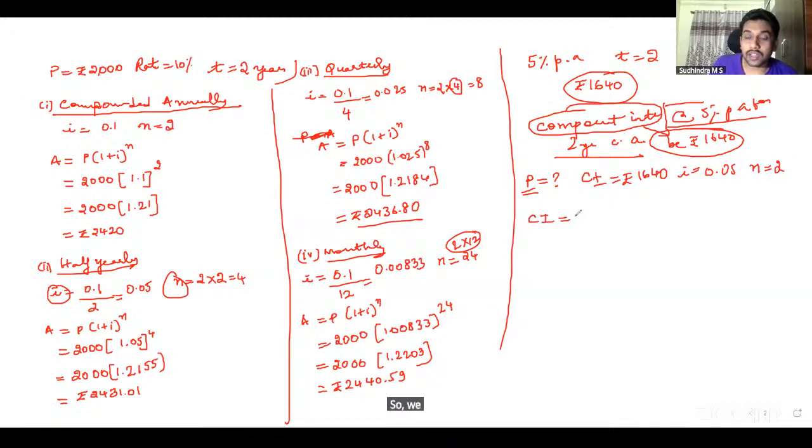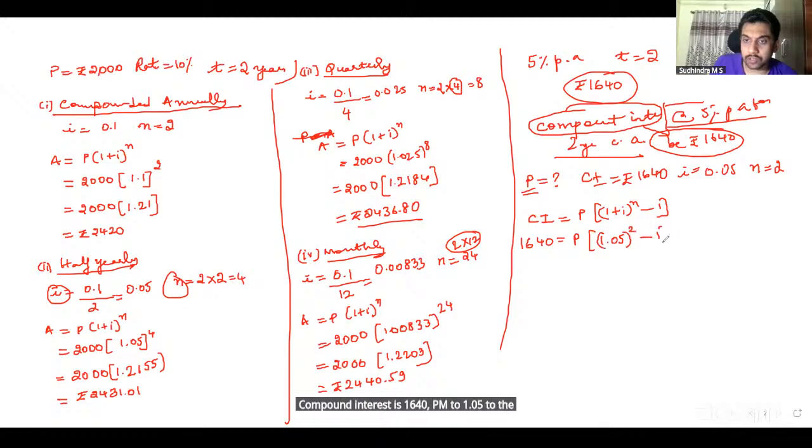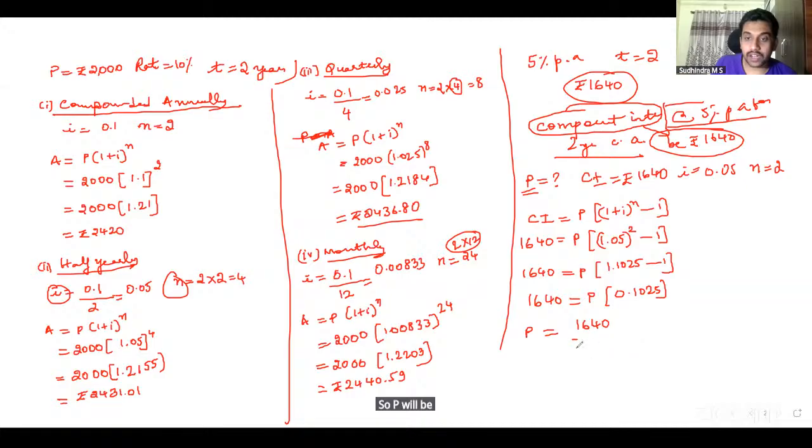So we know the compound interest formula: P into (1 plus I to the power n minus 1). Compound interest is 1640, so 1640 is equal to P into (1.05 to the power 2 minus 1). What is 1.05 square? 1.1025. Very good. Minus 1, 1640 equals P into 0.1025. So P will be 1640 divided by 0.1025, which is 16,000.